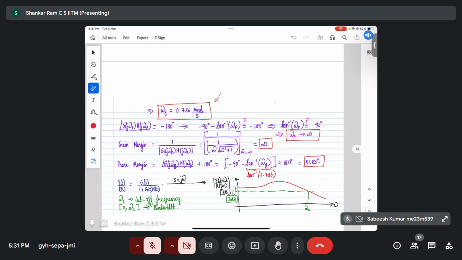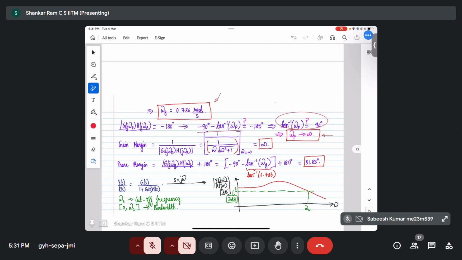Now let's calculate the phase crossover frequency. The phase crossover frequency is essentially the frequency at which the phase becomes minus 180. The phase of this transfer function is minus 90 degrees minus tan inverse omega p. That should be minus 180, or tan inverse omega p should be 90. When does tan inverse of a variable go to 90 degrees? What is tan 90? It's infinity, right? So only when the argument is infinity will the inverse be 90 degrees. So the phase crossover frequency is tending to infinity.